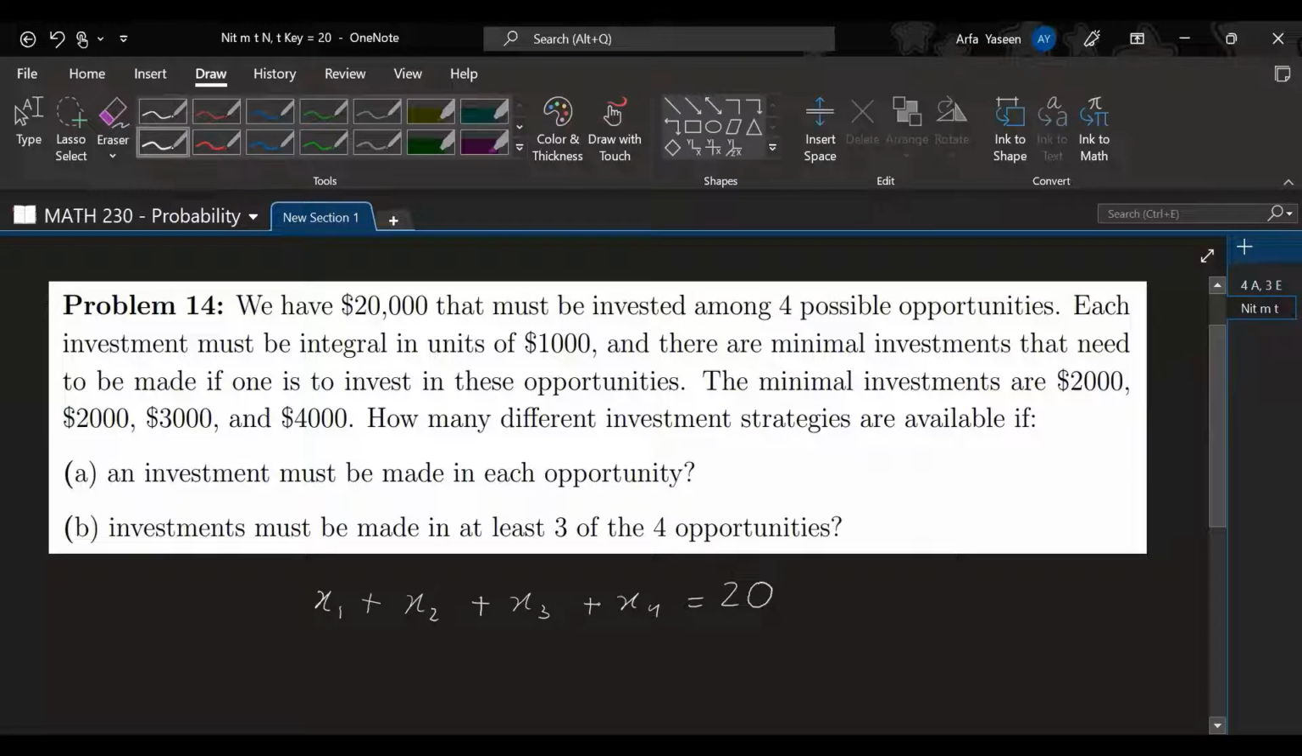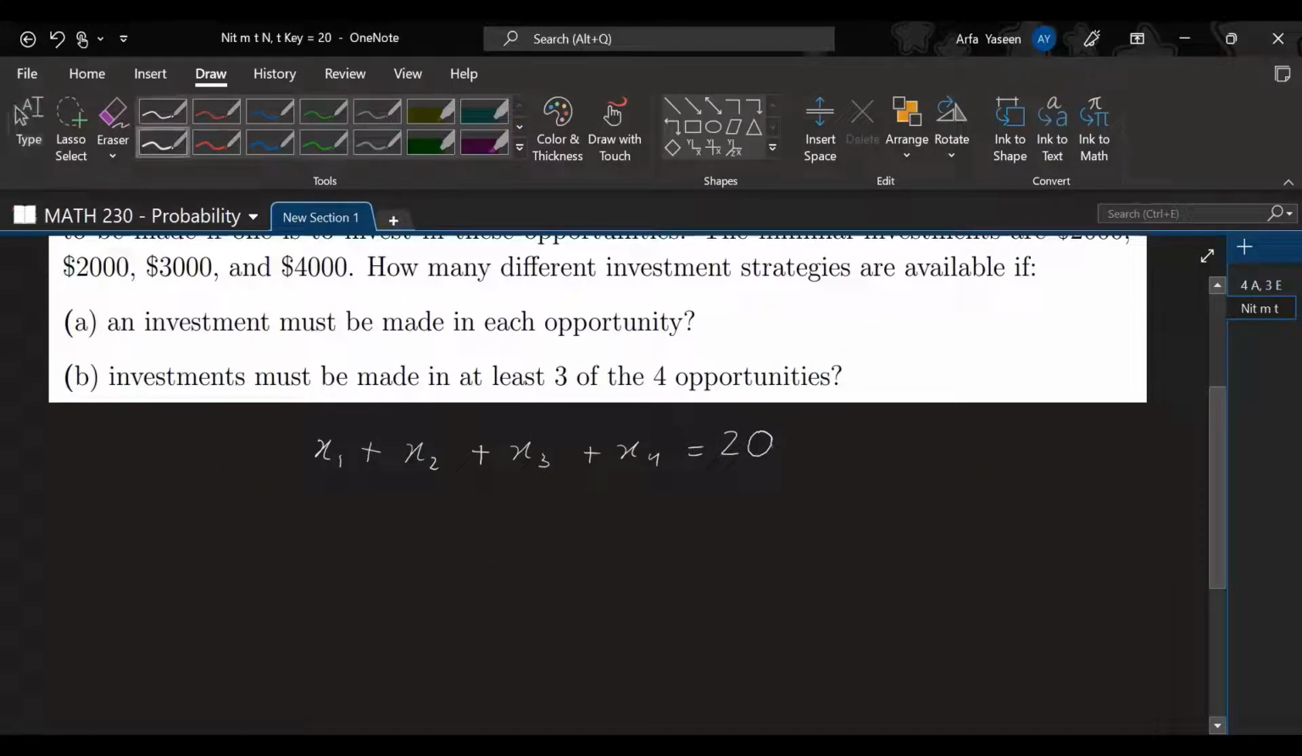And now these are no longer multiples of thousands, they're just integers, and in fact non-negative integers, and their sum should be equal to 20. The restrictions we have on these variables are that x1 is greater than or equal to 2, x2 is greater than or equal to 2, x3 is greater than or equal to 3, x4 is greater than or equal to 4.